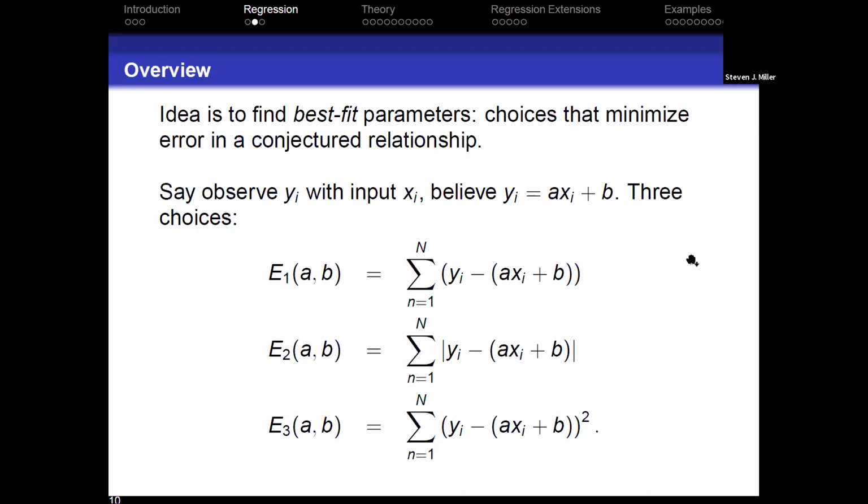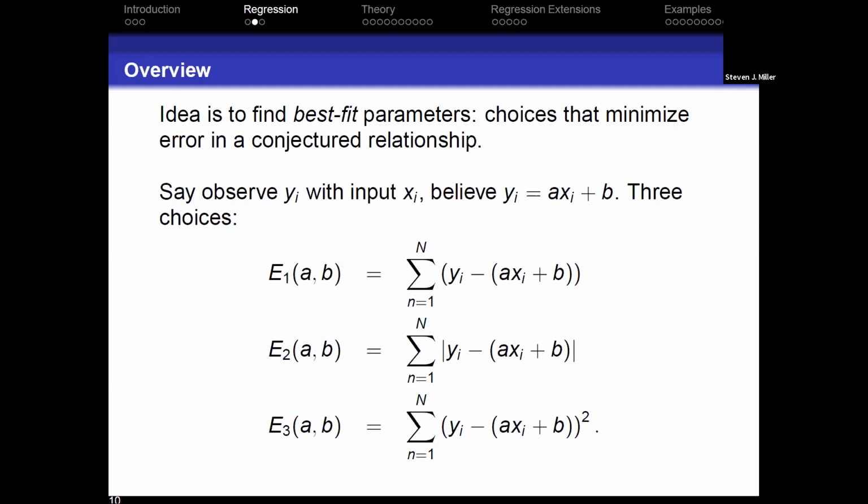There are 3 natural choices for errors. We'll call them error 1, error 2, error 3. And they're going to be functions of 2 variables, a and b. The first is the simplest: we take what we observe, and we subtract what we predicted. The second is we take what we observe, subtract what we predicted, and take absolute values. And the third is, instead of taking absolute values, we take the square.